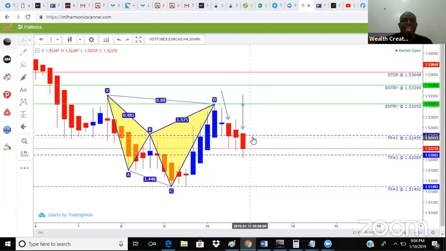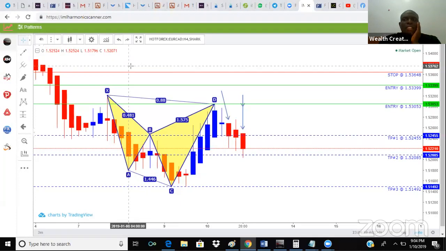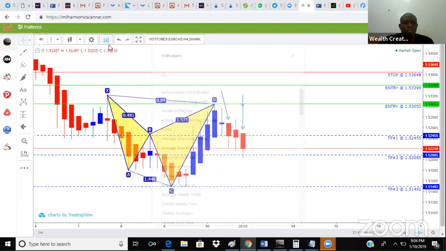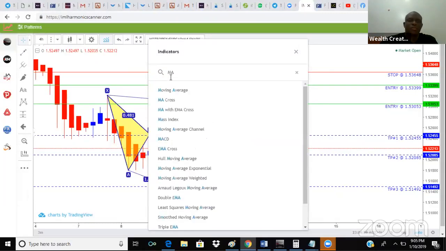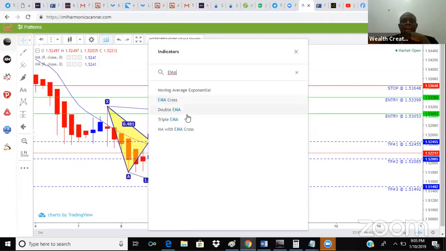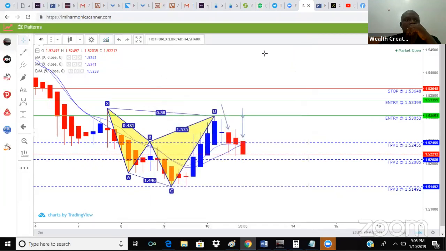So now that I have added my Heikin Ashi candle, the next thing I'm going to put in is trend. The trend is your friend. So I'm going to be bringing in moving average to get me my trend. I'll be bringing in moving average and exponential moving average. So I have two moving averages and one exponential moving average.